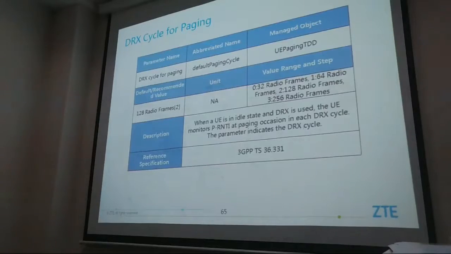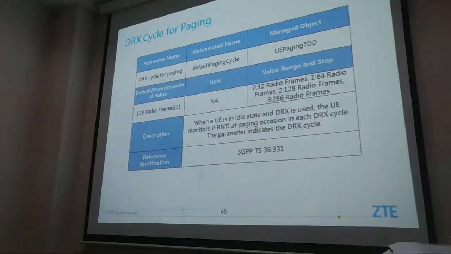You set this cycle? Yes, because there is cycle paging. The normal paging is only for the idle state, not for disconnected. So there is cycle paging. This is for the UE in idle state. In connected state, no, because in connected state you already have the connection.